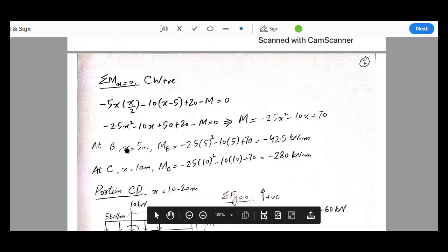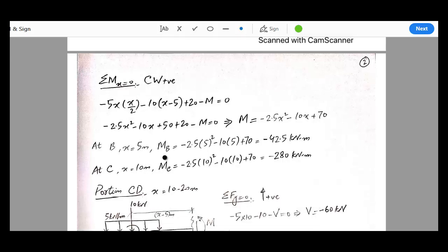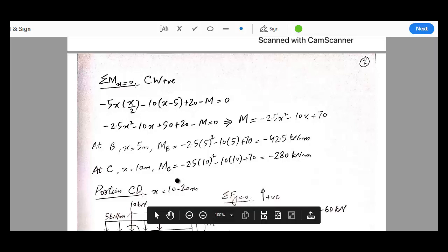For point B, x is equal to 5 meters, and for point C, x is equal to 10 meters. So if we plug in these values in the equation of moment for portion BC, we get MB equal to minus 42.5 kilonewton meter and we get MC equal to minus 280 kilonewton meter. Then this completes the calculation of moment for portion BC.